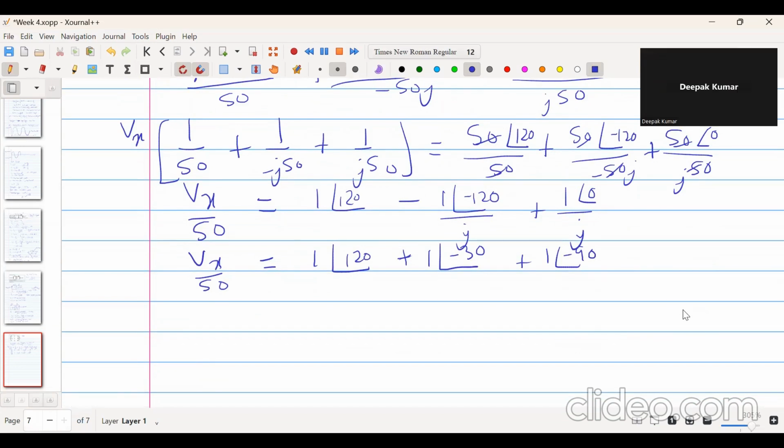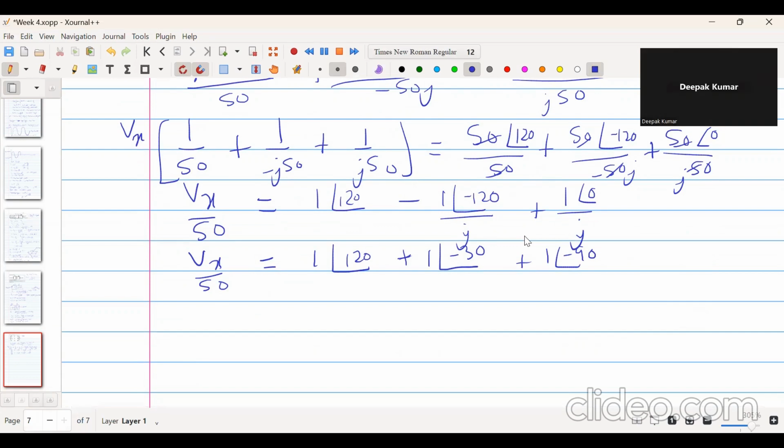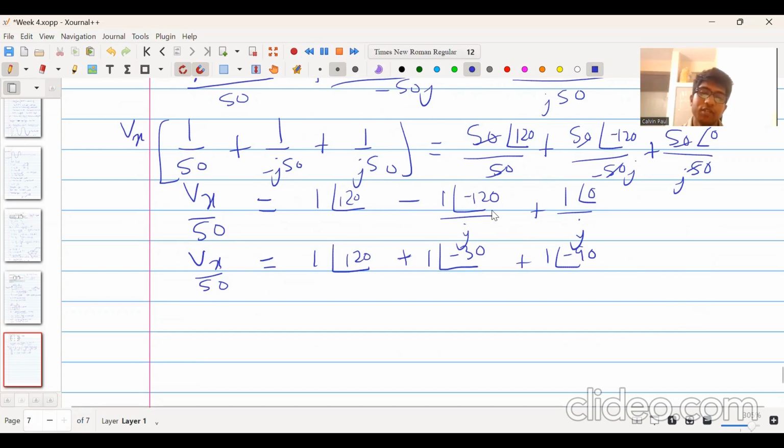Yes, sir. How? Tell me, how did it come? Because 1 by J is equal to minus 90, angle minus 90. Yes, I understood that. How is the middle one? Which middle one? This one, -1 angle minus 120 by J. How did it come to be of this form? 1 angle minus 30.